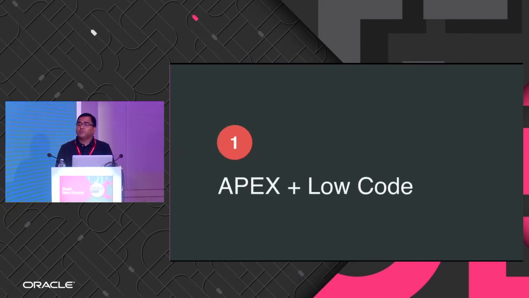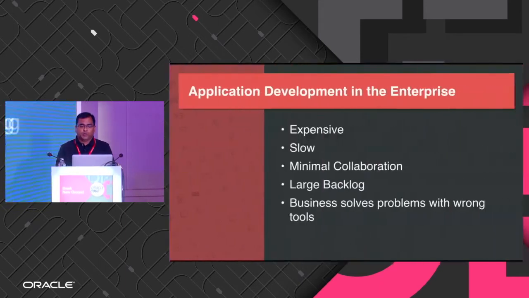My session is going to talk about Apex and low code, right? So when you typically look at application development in an enterprise, you see that it's expensive, it's slow, and there is not much of a collaborative effort. There's a large backlog of things that happen during the application development time. And business often solves problems with wrong tools, right? That's typical application development in an enterprise.